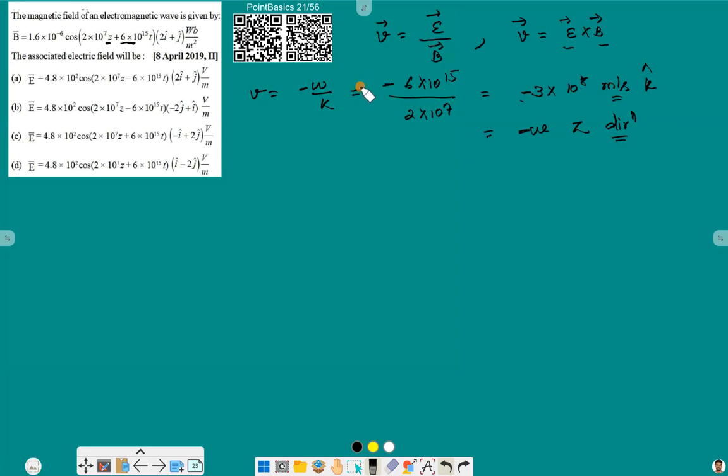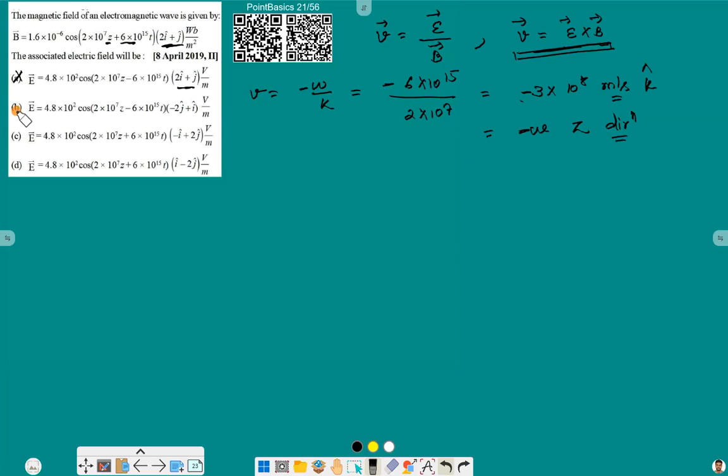Now let us move ahead. Let us use this same relation to sort out our possible answers. As we can see here, the direction of the magnetic field is this. In option A, the direction of the electric field is given to be the same, and we know if we take the cross product of two same vectors, that gives us 0. So option A is not possible here.